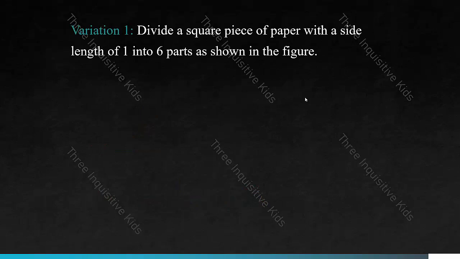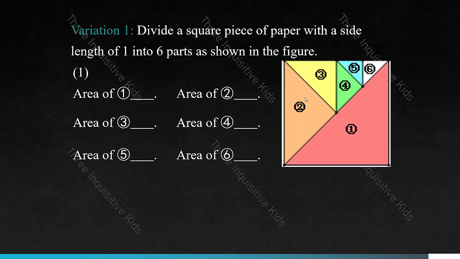Divide a square piece of paper with a side length of 1 into 6 parts as shown in the figure. The area of triangle number 1 would be 1/2. You can see it's 1/2 of the entire square, which has an area of 1. The area of triangle 2 would be 1/4. The area of triangle 3 would be 1/2 of what's remaining. So it would be 1/8.